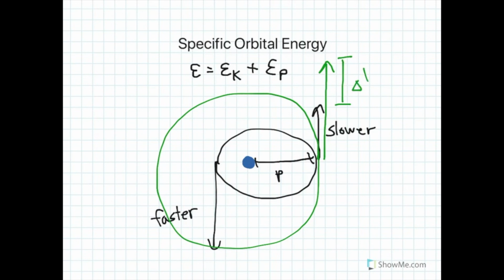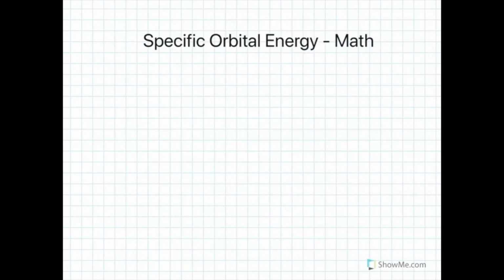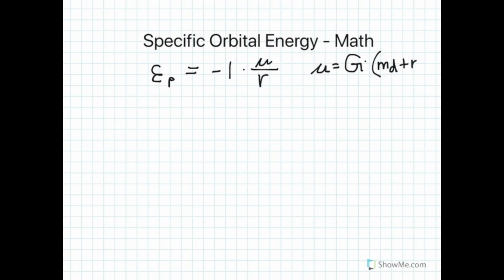So let's break down the math. First, let's look at the equation for potential energy. -1 times mu over r, where mu is the product of the universal gravitational constant and the sum of the mass of our two bodies, in this case, Drew and our satellite. Since Drew is massive and our satellite is relatively tiny, we can ignore the mass of the satellite. And r is the distance from our satellite to the center of the planet.